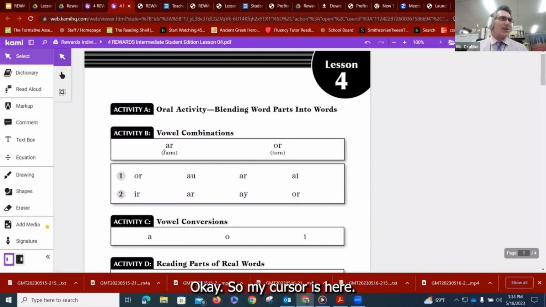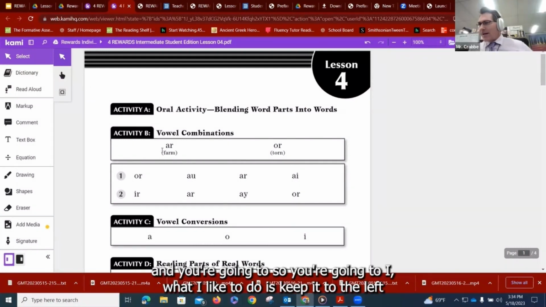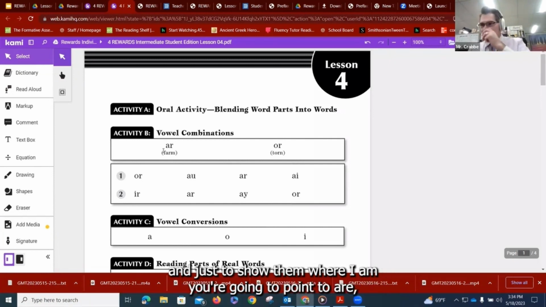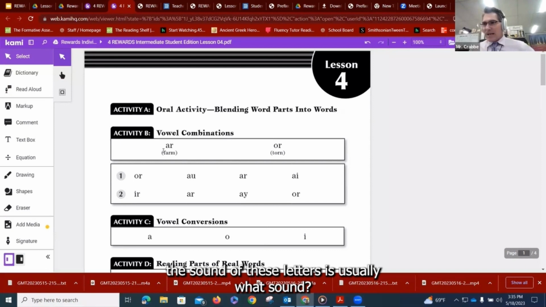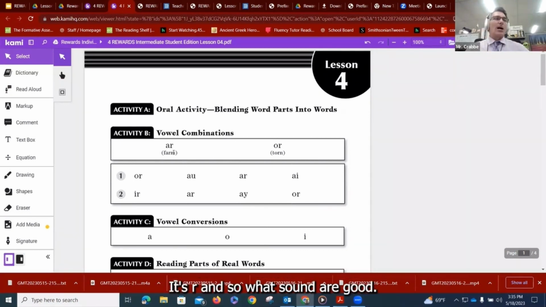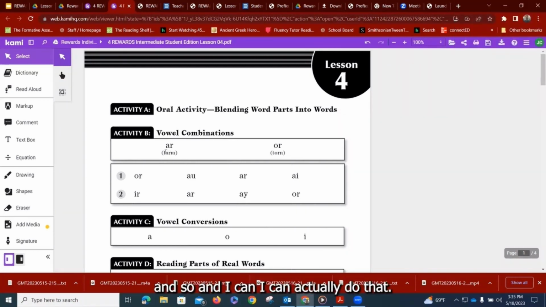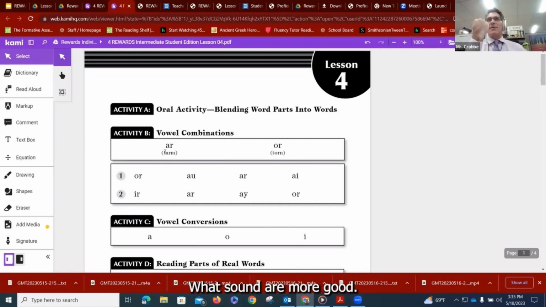Okay. So my cursor is here, and what I like to do is keep it to the left, just to show them where I am. You're going to point to AR. The sound of these letters is usually what sound? It's R. And so what sound? R. Good. And I'll do it again. What sound? R. Good, good.